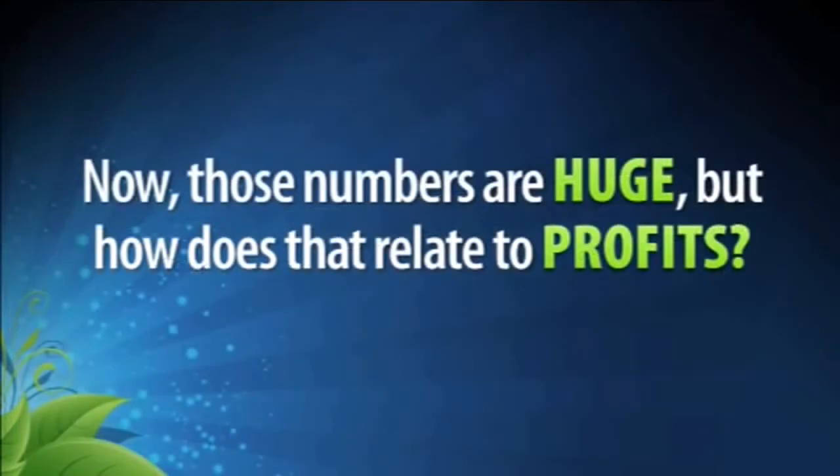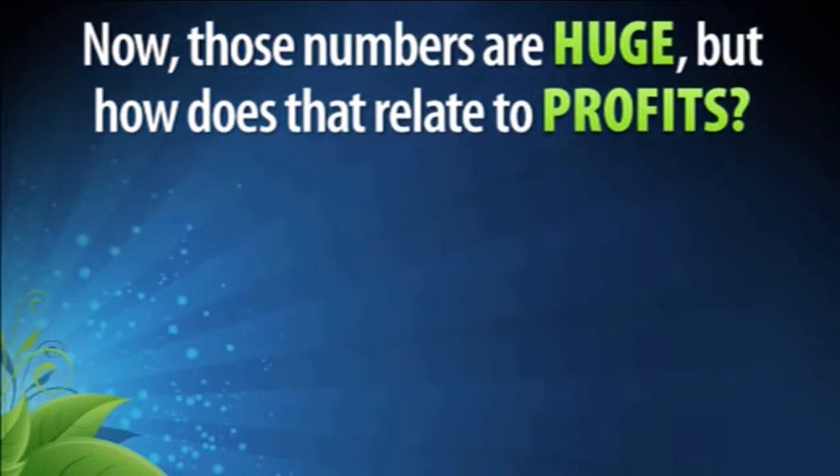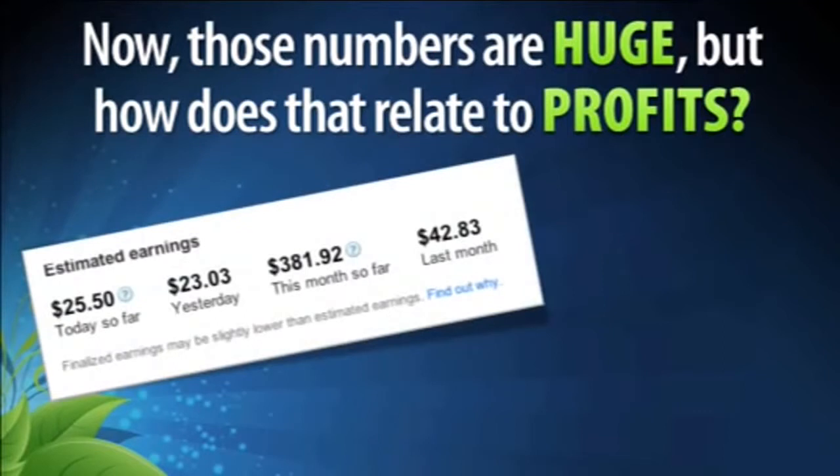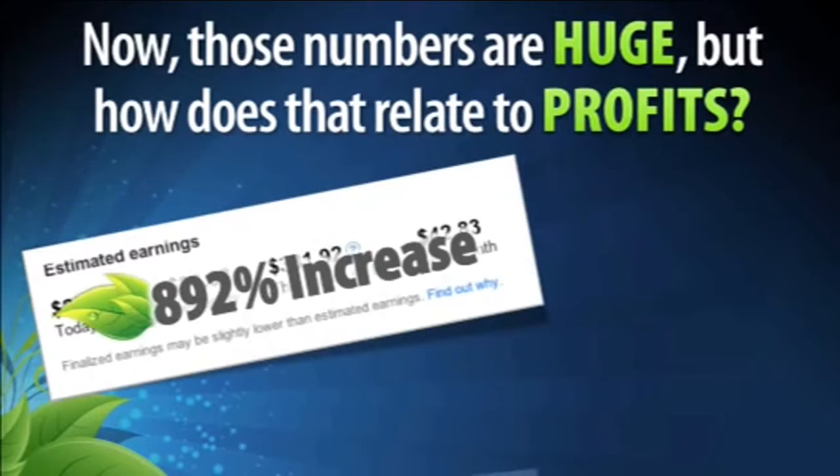Now, those numbers are truly huge, but how does that relate to actual profits? Because that's what we're doing here. So, let me show you what my students have been doing. First one has an AdSense site, you can see it here, and you can see last month they made $42. That's it for an entire month. Now, as of February 15th, they have already made $381 just from one site alone. And you can see yesterday they made $23. Today they've made $25. Those 2 days combined were greater than last month total. So that's 2 days of income beat last month's entire income. That's an 892% increase.